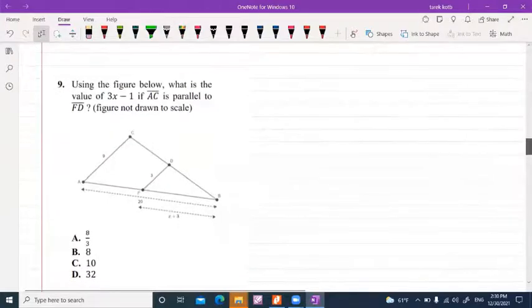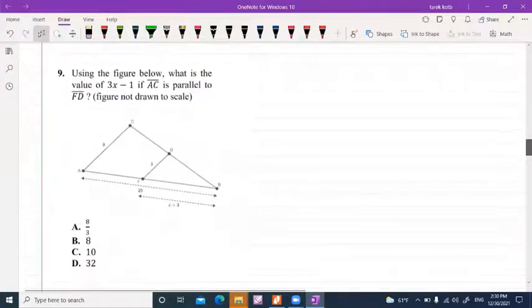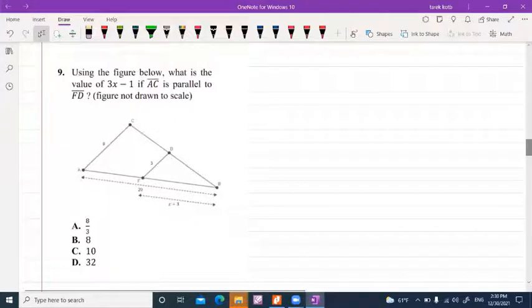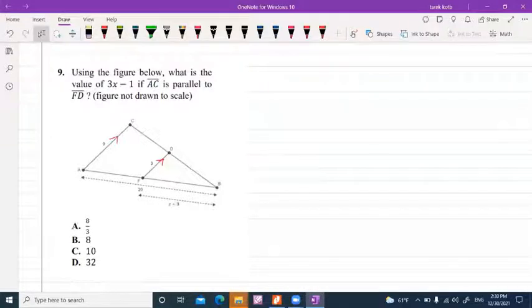Using the figure below, what is the value of 3x minus 1 if AC is parallel to FD? Okay, if this line is parallel to this line, that makes two similar triangles, this big triangle and the small triangle. This angle equals this angle, and this angle equals this angle, and this is a common angle, so the three angles in the small triangle are equal to the three angles in the big triangle. Since they are similar, their sides are proportional.